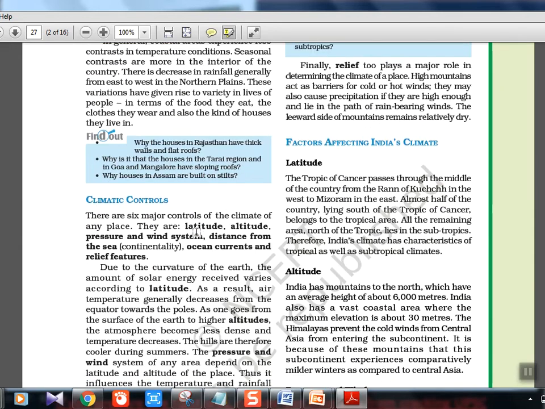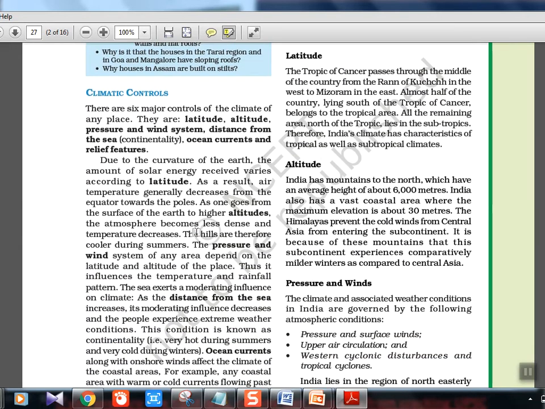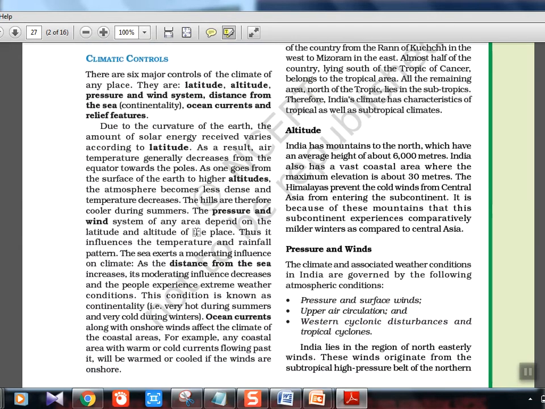Rainfall is very important, that and all we know. So climatic control, this is what I told, these 6 or 7 factors, please make a note. Even in mains answers you can use it. Latitude, altitude, pressure and wind system, distance from the sea, that is continentality, ocean currents and relief features. These are the basic factors which decide the climate of a place. It's very important, you should know all these things.